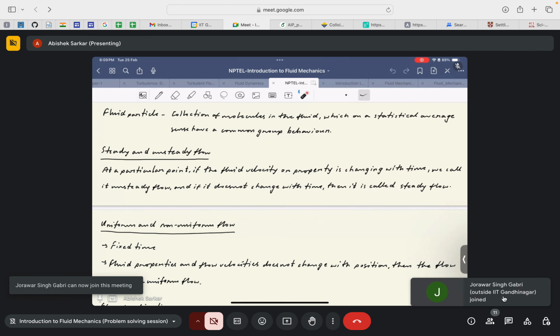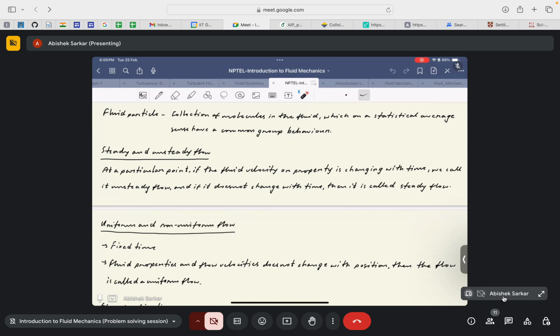Steady flow would mean that any parameter or any flow property is independent of time, and unsteady flow would mean that the flow parameters are dependent on time. Or basically, as Professor Chakraborty formally defines, at any particular point, if the fluid velocity or any property is changing with time, then we call the flow an unsteady flow, and if it does not change with time, then we say that the flow is steady.